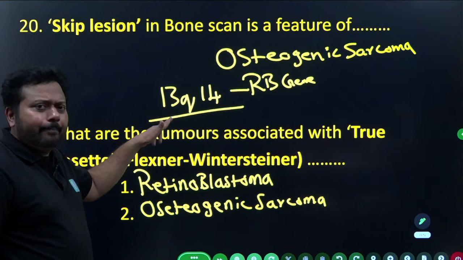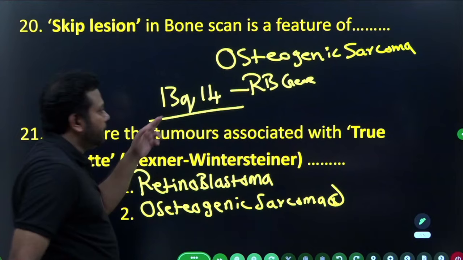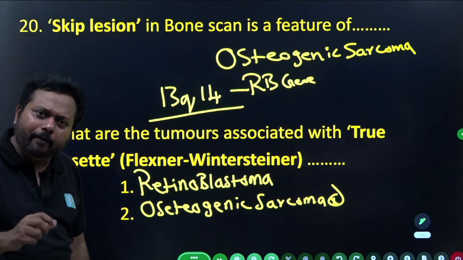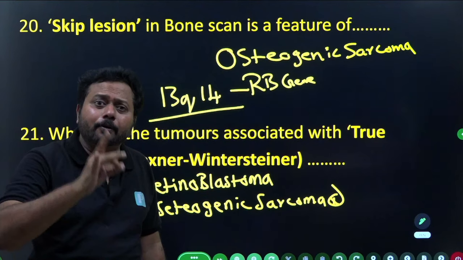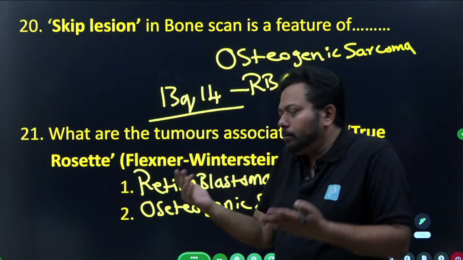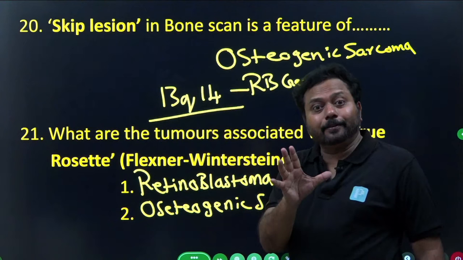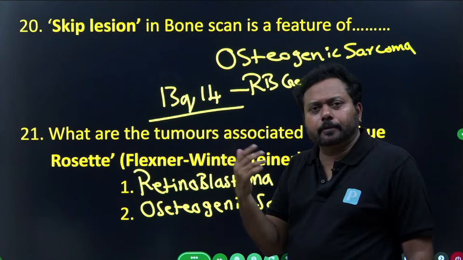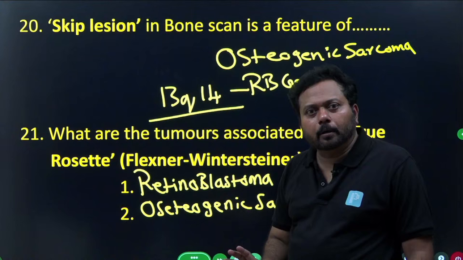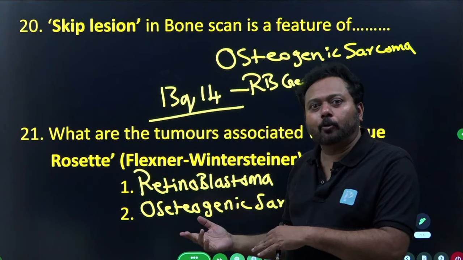The same mutation, that is aberration, is happening in osteogenic sarcoma also, 13q14. That is why Robbins very clearly says that those who have developed retinoblastoma have a high chance of developing osteogenic sarcoma, and those who have developed osteogenic sarcoma have a high chance of developing retinoblastoma. Both show a true rosette, Flexner-Wintersteiner rosette. This itself can be a pathology question for you. A 27-year-old guy developed osteogenic sarcoma. There is a high chance that he will develop one of the following tumors. If retinoblastoma is in the choices, that's the answer. Other way around, retinoblastoma, it's osteogenic sarcoma. Got it?